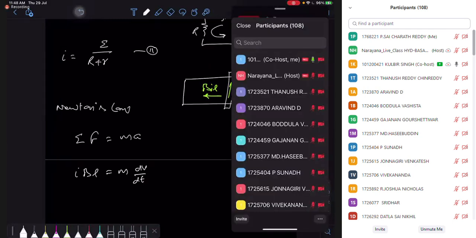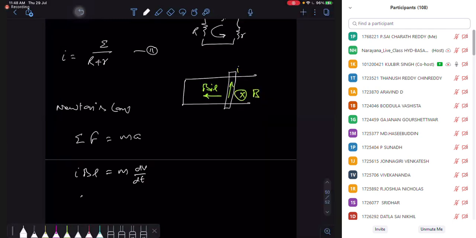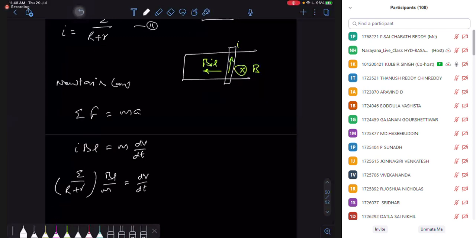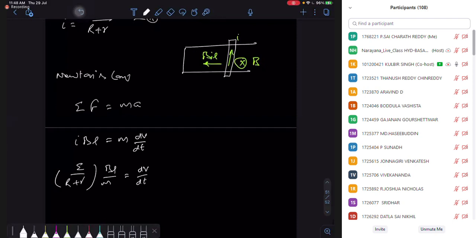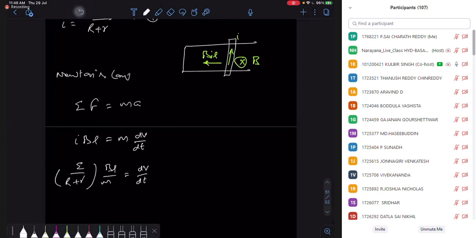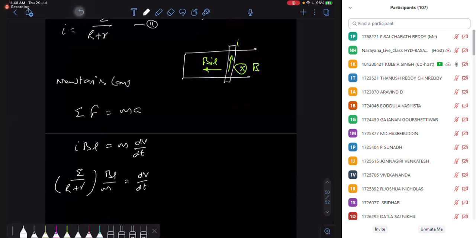Yes, how much is the current? Current is EMF divided by total resistance. And that gives me the acceleration of the rod. And EMF we have found out by the rate of change of flux, even though it is going to be a little complicated. So the expression, I can take it from equation number 1.